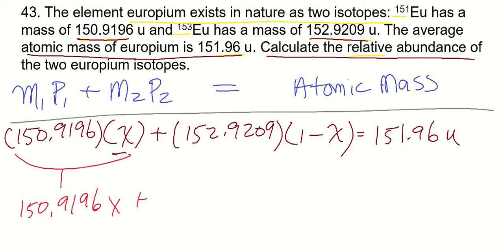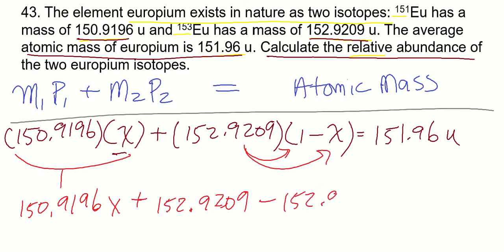Let's simplify this. This is just going to be 150.9196x plus, I'm going to distribute 152.9209 minus 152.9209x is equal to the other side, 151.96.